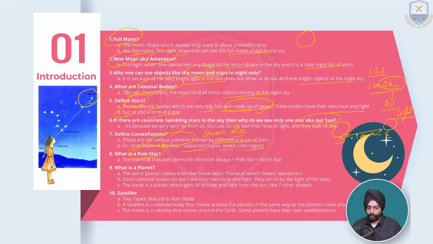Now, what is a pole star? Pole star, aka North Star. This means that wherever you look from the Earth towards that particular star, it will always show you the perfect north direction. Next is, what is a planet?